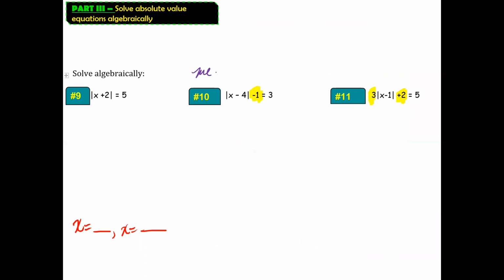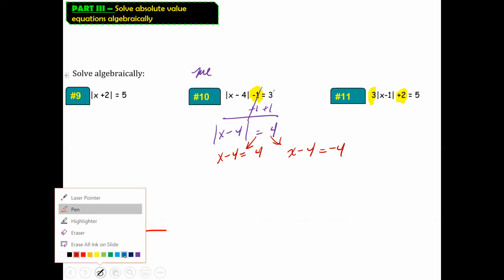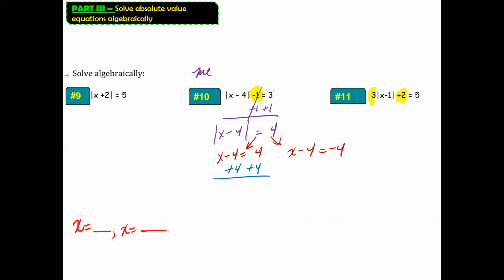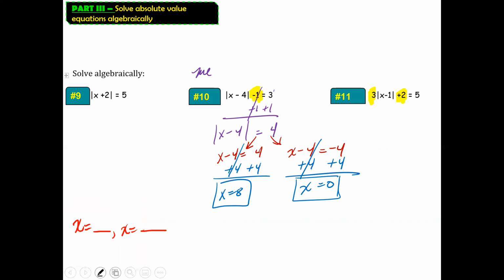And I'll go ahead and do number 10. Let's add the 1 on both sides of the absolute value of x minus 4 equals 3, plus 1 is a 4. Now that I don't have any numbers outside of the absolute value, I can split it into 2 equations. One equals a positive 4, the other one equals a negative 4. Then add the 4 on both sides, so x equals 8 and 0. And you have 0 and positive 8 as your answer. Now that I went over number 10, I want you guys to do number 9 and number 11 on your quiz.